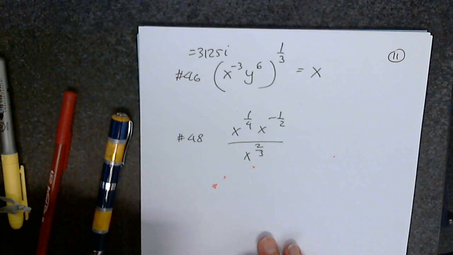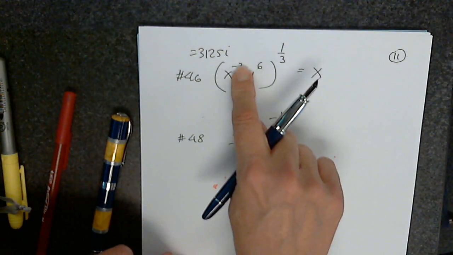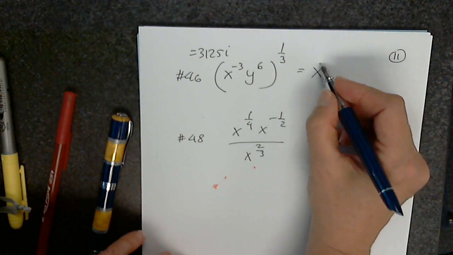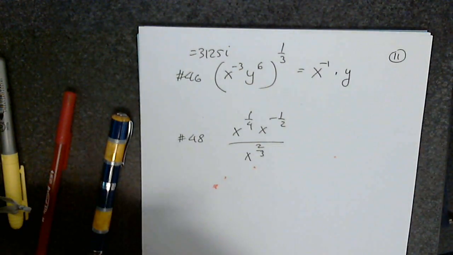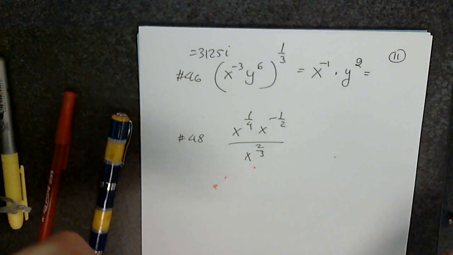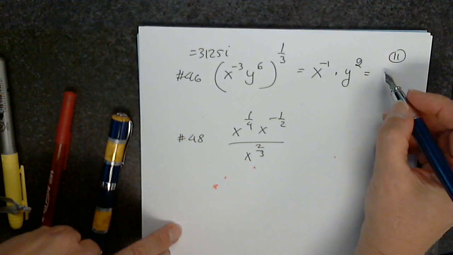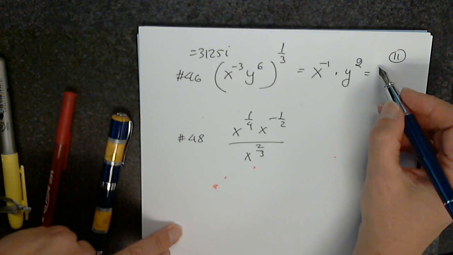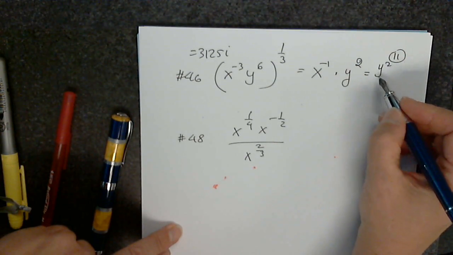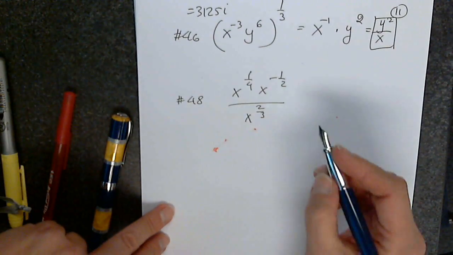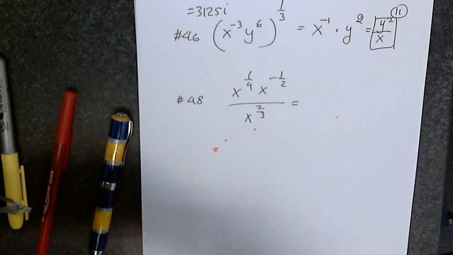Okay. Multiply. Negative 3 over 1 times 1 over 3. Perfect. Times y to 2. So the final simplified form would be... over x. Very good. Thank you very much. Okay, next problem. Let me know if you have questions.